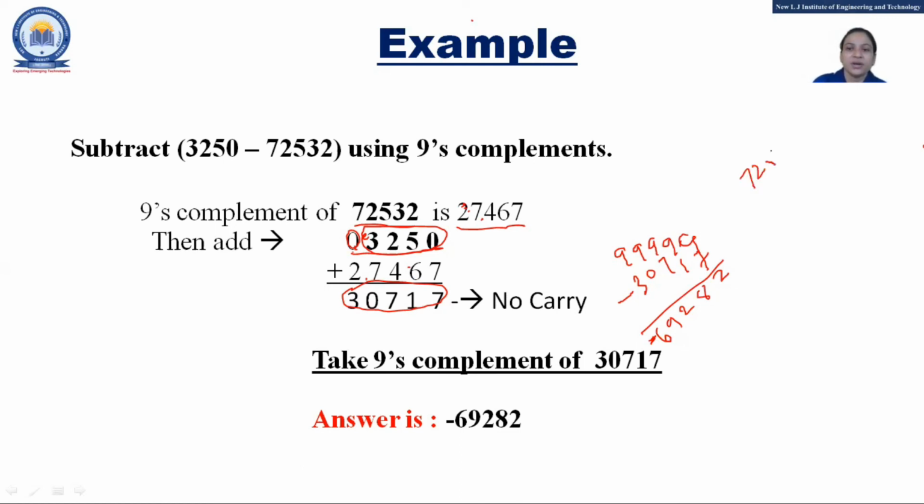Similarly, you can subtract and check it: minus 3250, 2, 4, 13, 8, 2, 6, 12, 9 and 6. So this is how we can perform subtraction using r's complement and r minus 1's complement.